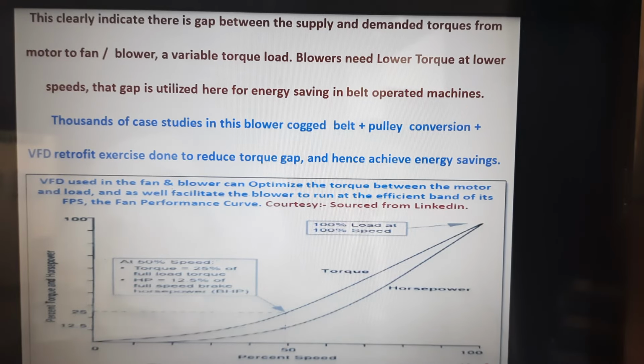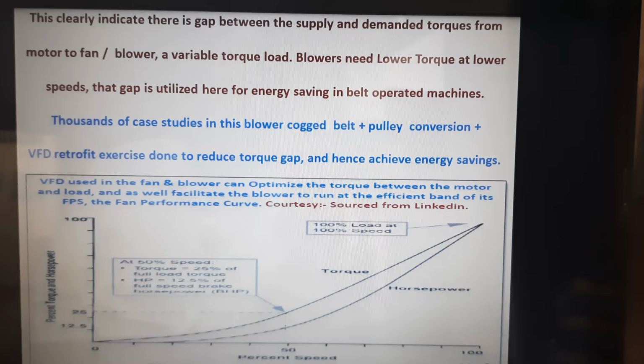If you see the graph here, especially for the variable torque loads, there is a clear gap between the supply and the demanded torque. You can see the curves. The torque curve is on the top, and the HP or kilowatt curve, the power curve, is on the bottom. The gap is very much visible at partial load, around 50 to 60% loaded for a given blower, and this is what is emphasized here.